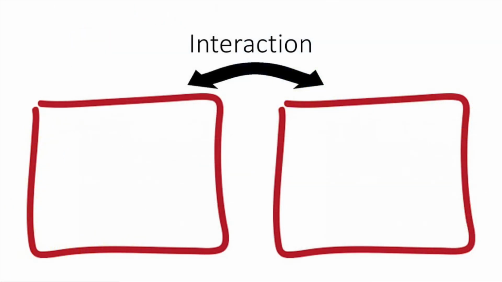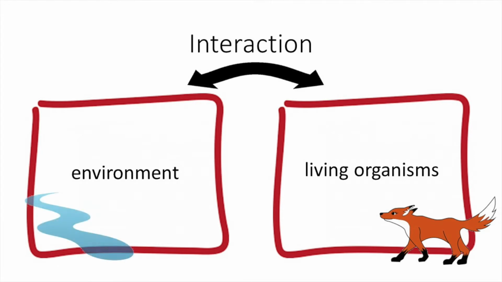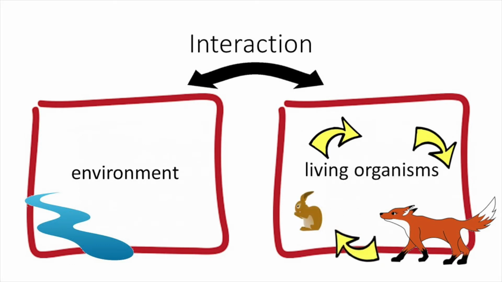Another important part of an ecosystem is the interaction between the two main components, the environment and living organisms. Let's look at an example. A fox is a living being that interacts with its environment. When it is thirsty, it will drink water, but it can also interact with other living beings. When it is hungry, for example, it will eat rodents. The interaction in an ecosystem can take place in all directions, which we will expand on later in this video.